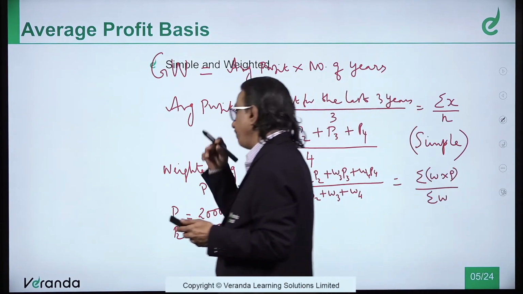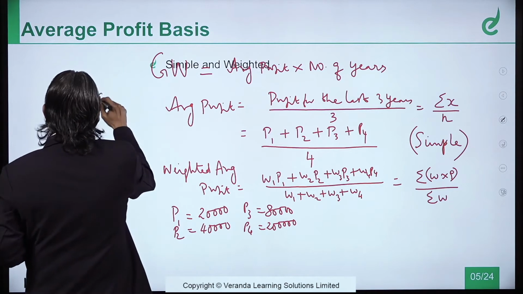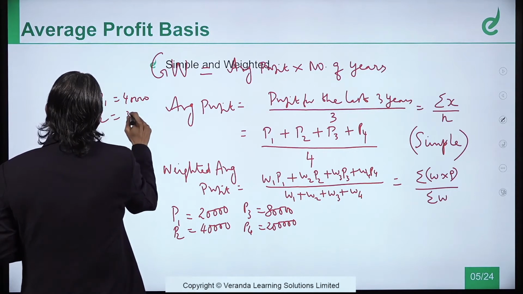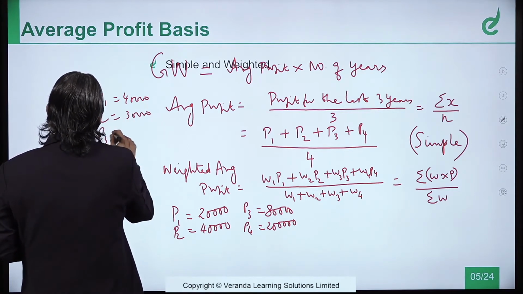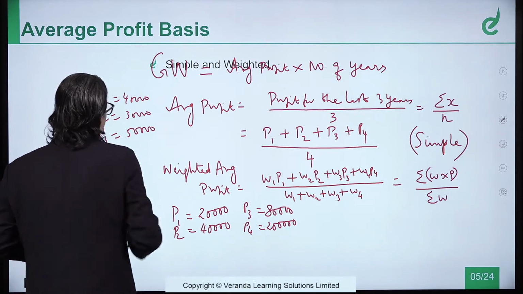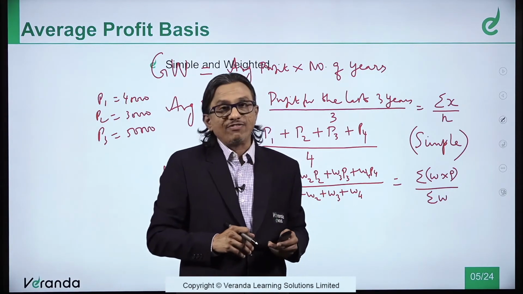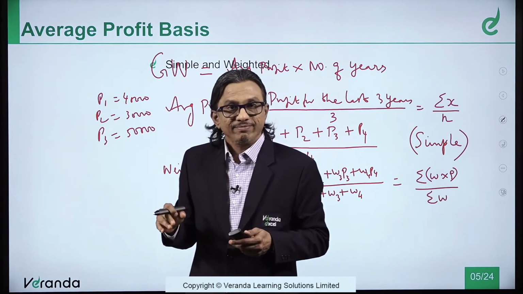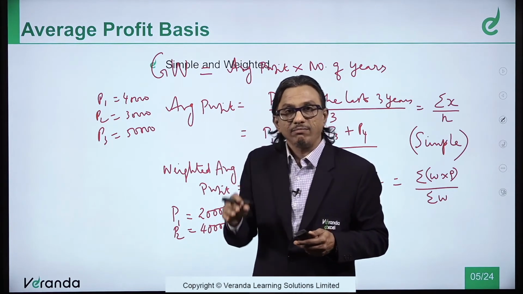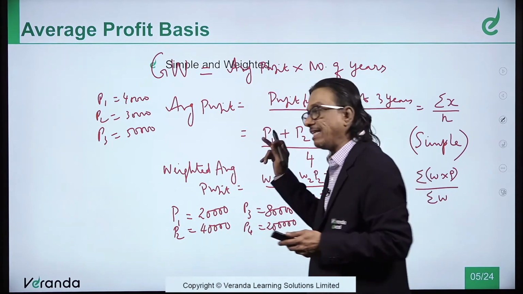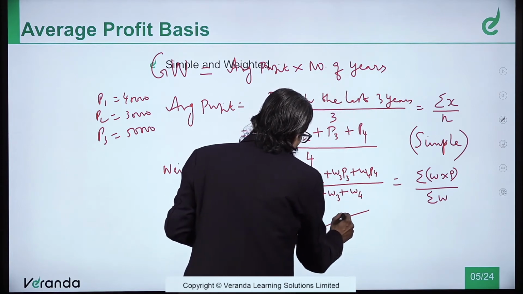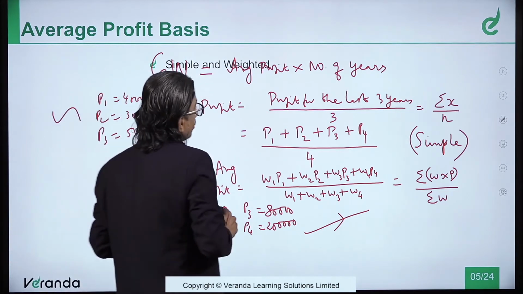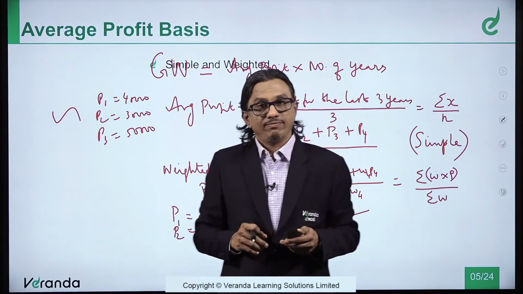On the contrary, if P1 is 40,000, P2 is 30,000 and P3 is 50,000. See, here the profit does not show any definite trend. It goes down, it goes up, it keeps fluctuating. It is not showing a same trend. Whereas in the earlier case, it's on the increasing trend. Therefore, we should go for weighted average. Here, it goes up and down. Therefore, we should go for simple average.